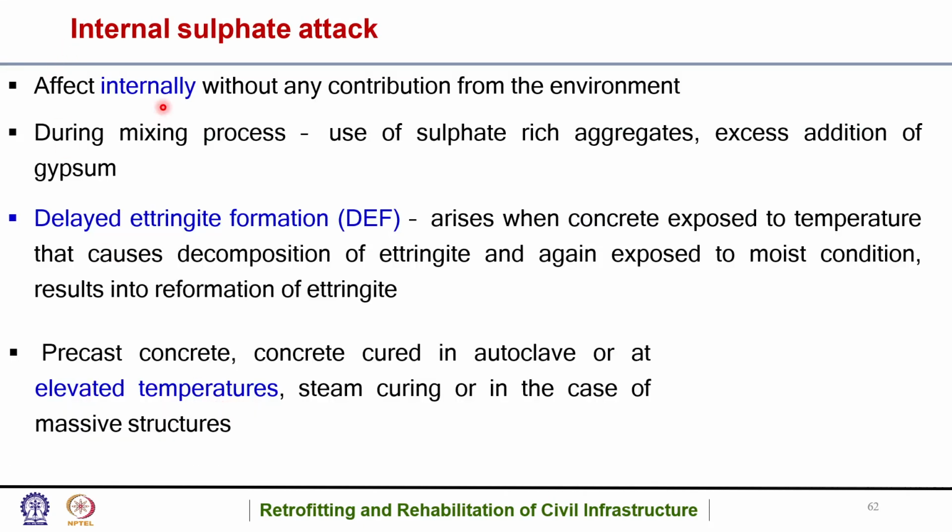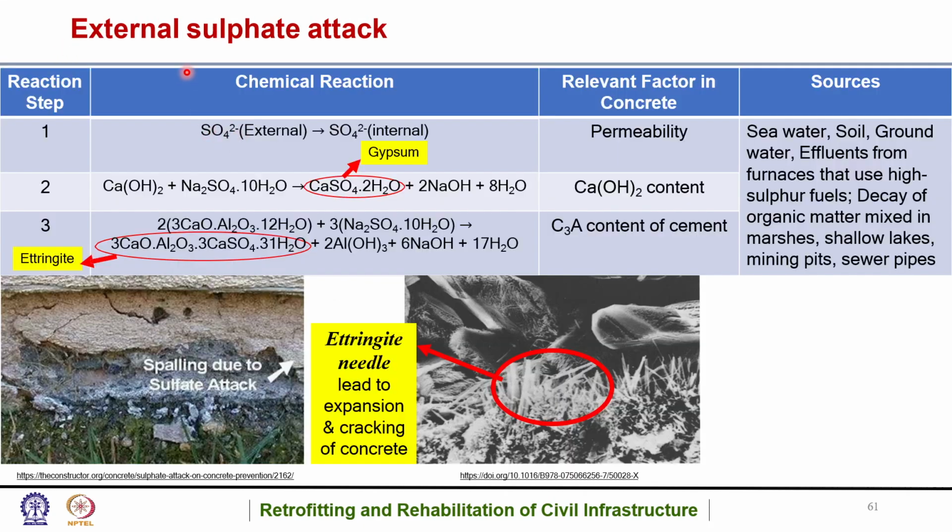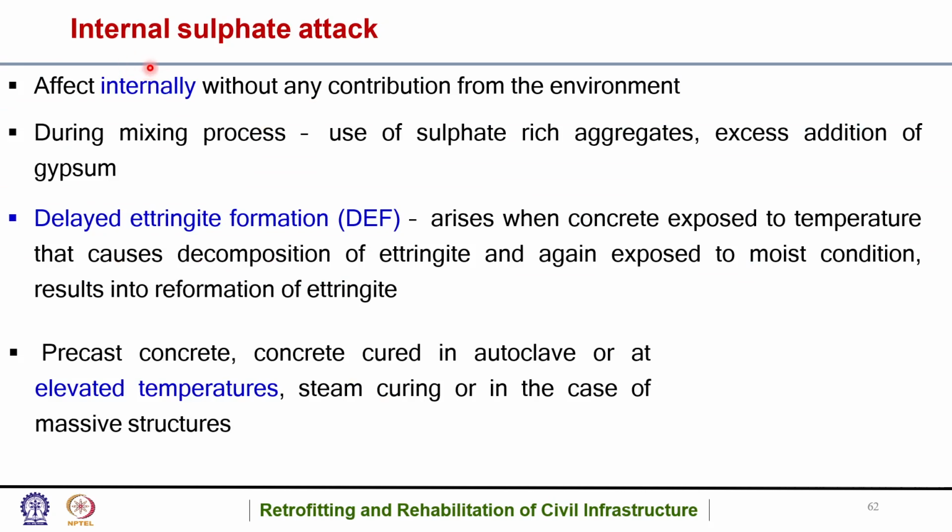So that is external. Now let us come to internal sulfate attack. It affects the concrete internally without any contribution from the environment. During the mixing process, sulfate-rich aggregates are used, or gypsum is added in excess. This results in delayed ettringite formation, DEF. It arises when concrete is exposed to a temperature that causes decomposition of ettringite and is again exposed to moist conditions, which results in reformation of ettringite.